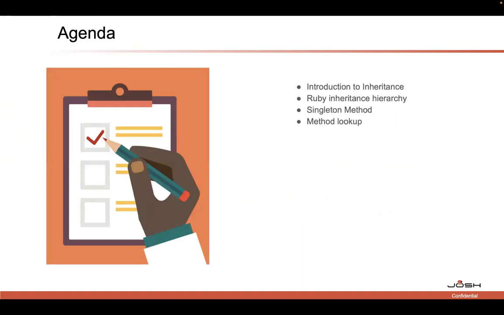So we are going to cover the inheritance part, and we'll also see how the Ruby inheritance hierarchy works, what is the use of the singleton method, and how Ruby looks for your method inside the class. And in the inheritance hierarchy, when a method is defined multiple times in your class and then again in your parent class, we'll see all these things. So let's get into detail one by one.